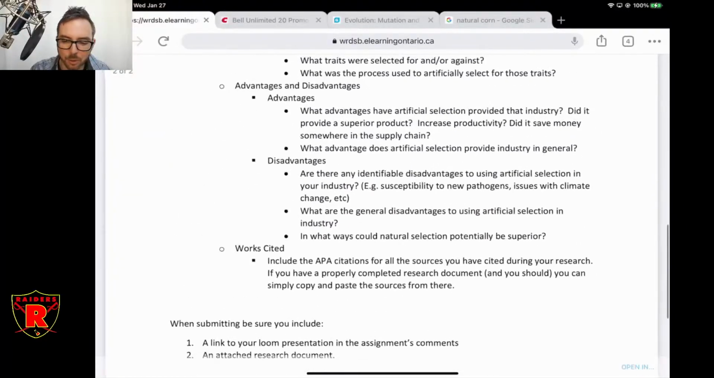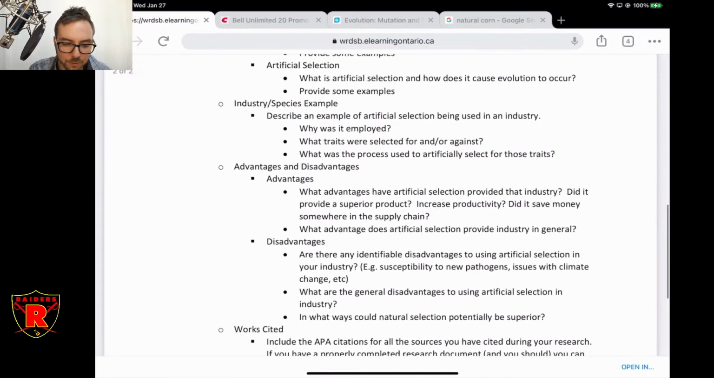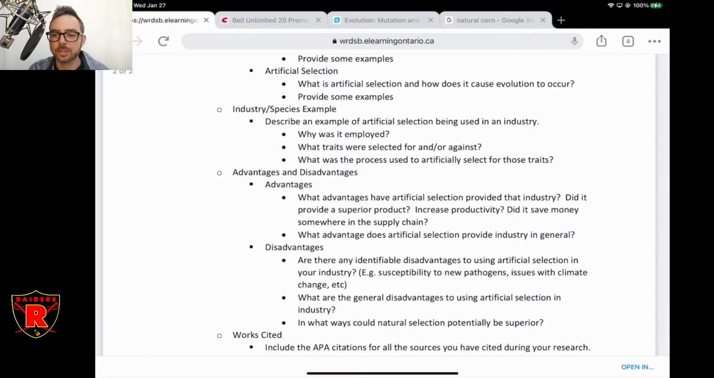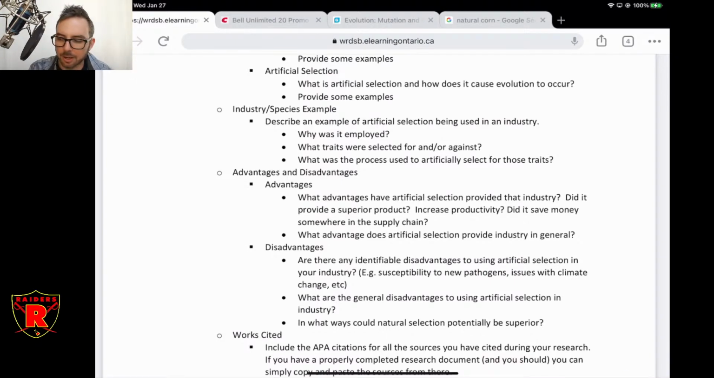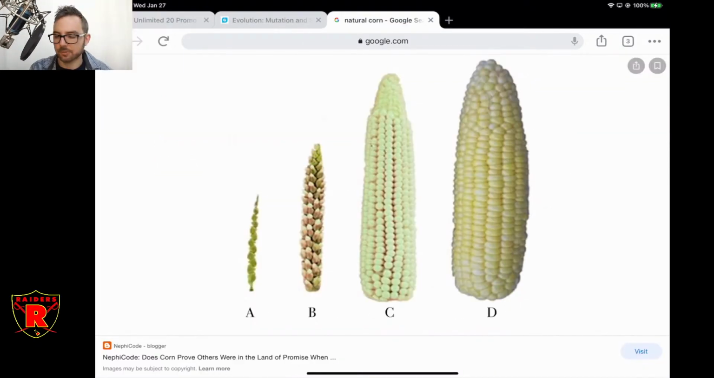So that's it for the presentation. Again, this is a bonus, so it's not required. You can do it if you want to do it. No pressure, but certainly if you're looking to improve your mark, that is an option that's available to you.